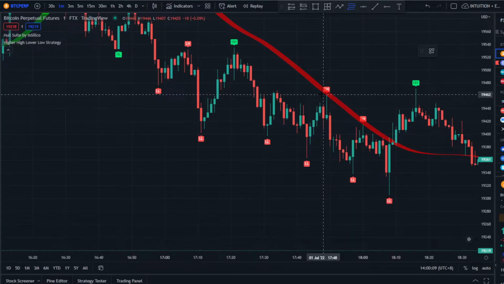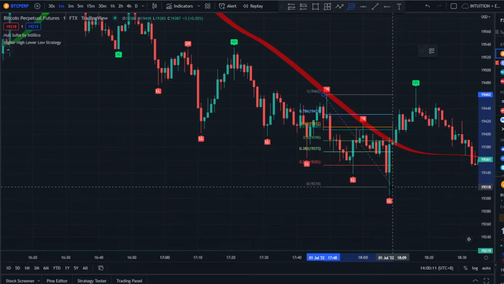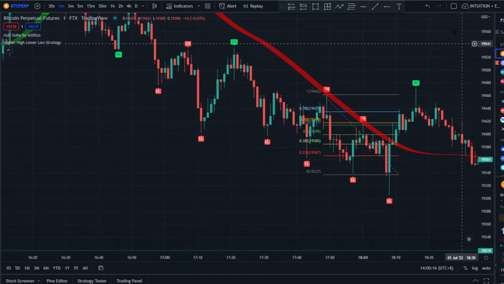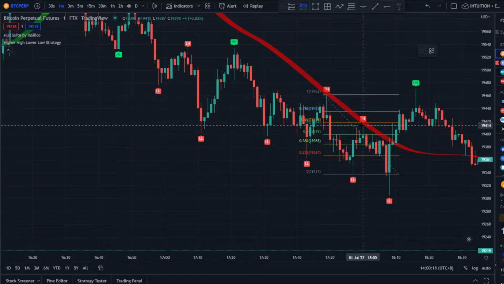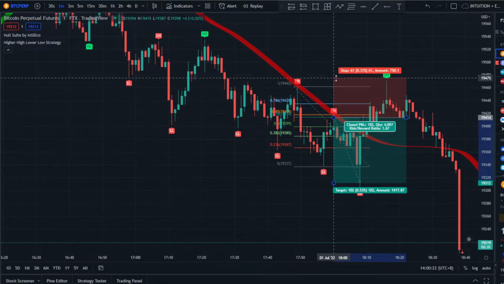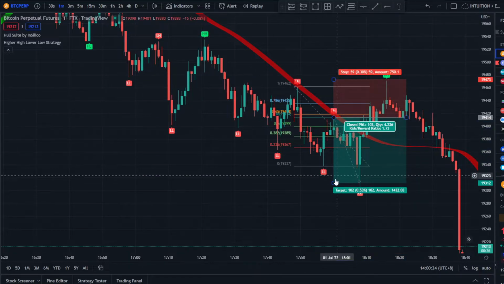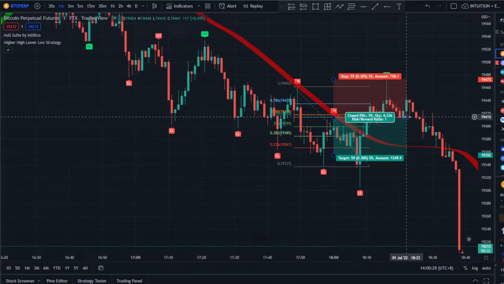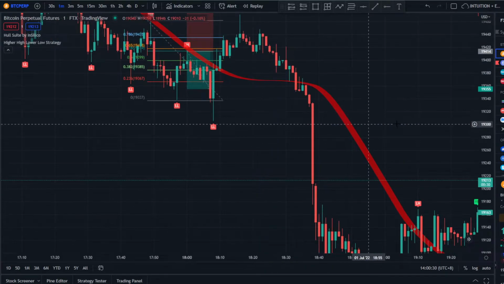We want to draw it from the lower high, the wick of the lower high, to the lower low. Here you want to place a short position, same thing, at the 0.618 level, and stop loss right above the swing high, and we take a 1:1. And that would be another win right here. So let's look for the next trade.